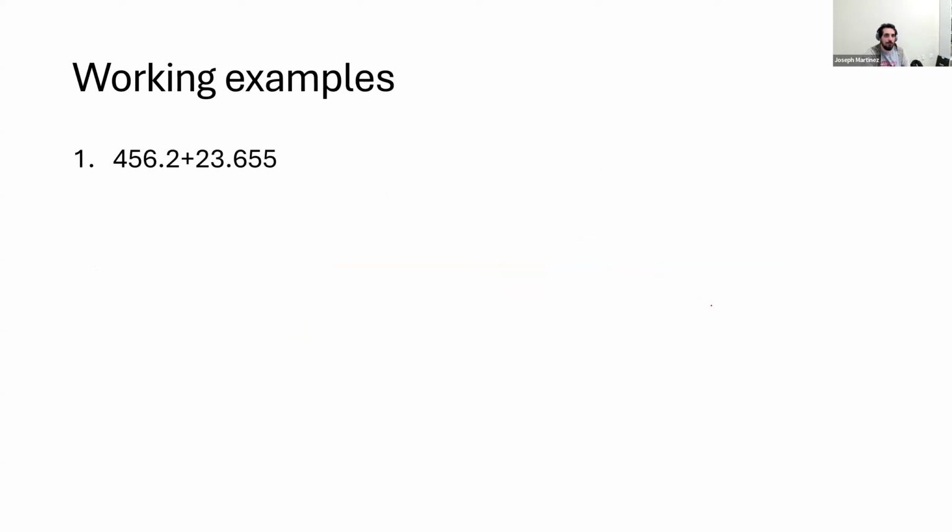So working a little bit with examples, let's take two numbers. We say 256.2, and we add to that 23.655. What is that going to result in? Well, let's go ahead and work out the math.